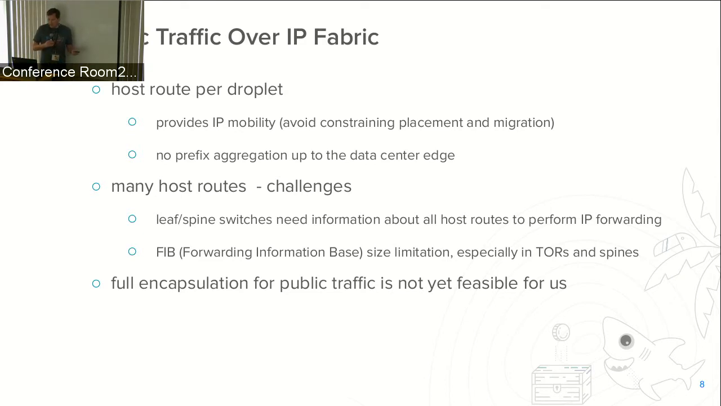Another way to go about this would be full encapsulation: put the public traffic on an overlay and route it over the IP fabric as the underlay. But we weren't quite ready for that for a number of reasons, and we're still working toward that. We have issues with older NICs, older hardware. We haven't had the time to develop the gateway devices that would do the encapsulation at the data center edge for us. So we're not quite ready for that. What can we do in the meantime?